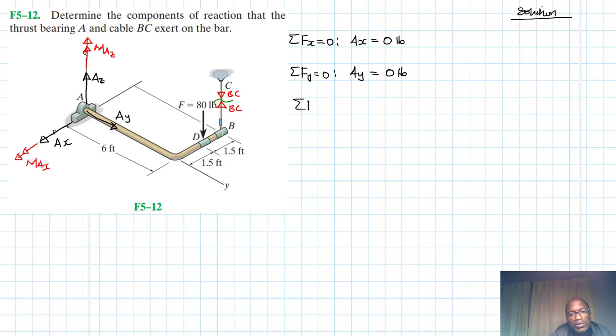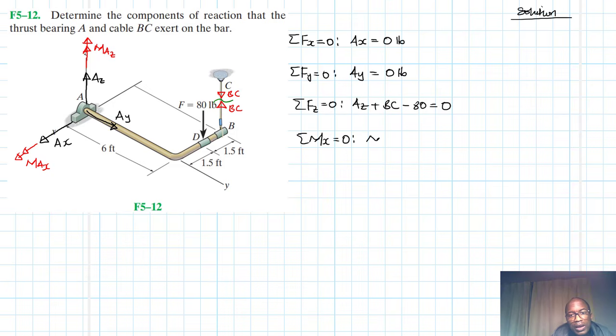Then we have summation of forces in the z axis. What do we have? Here we have AZ, then we have BC, then we have minus 80 equal to 0. Okay, and then summation of moments about the x-axis. What do we have?